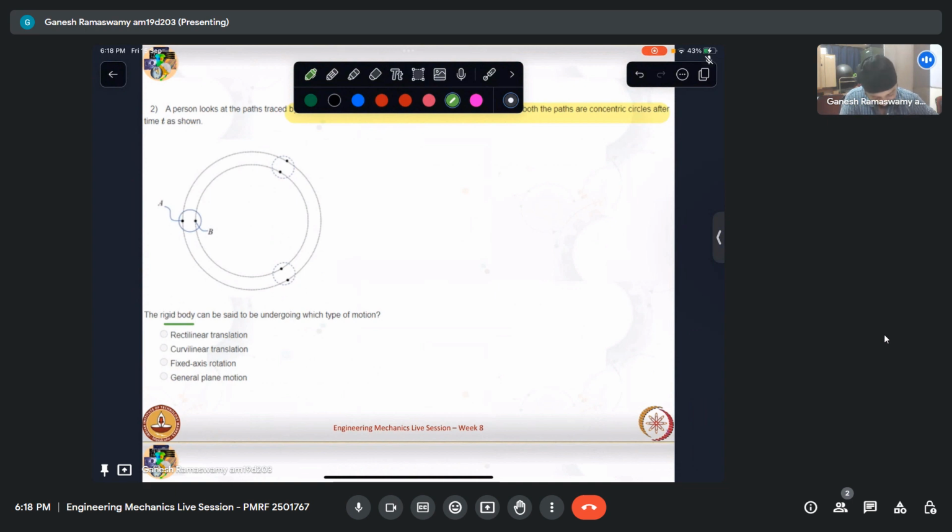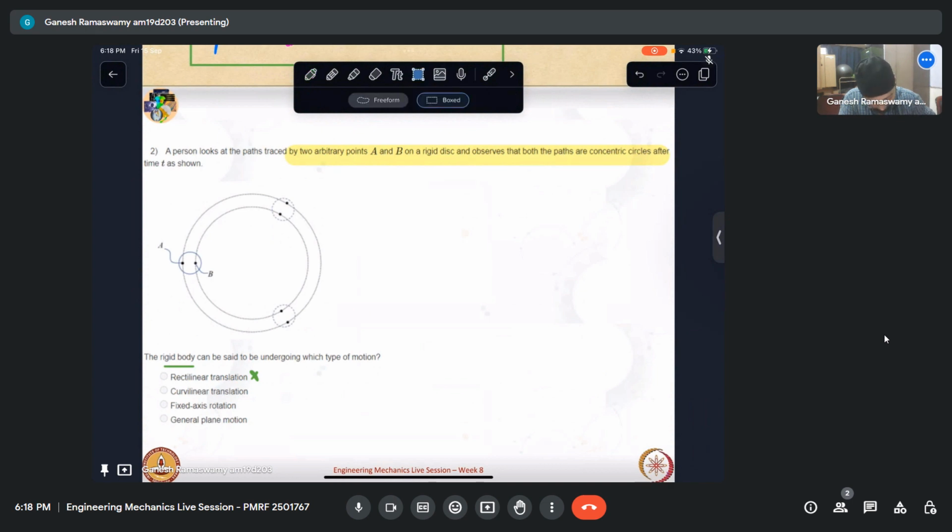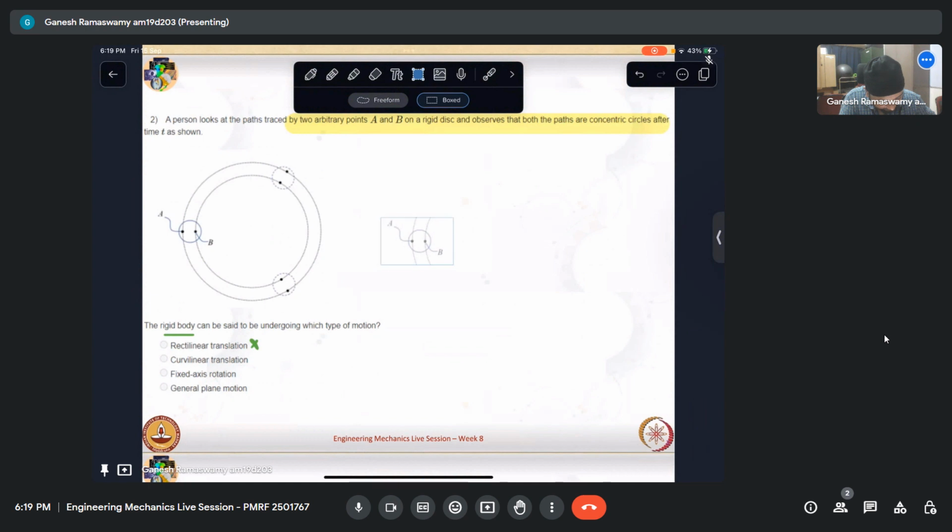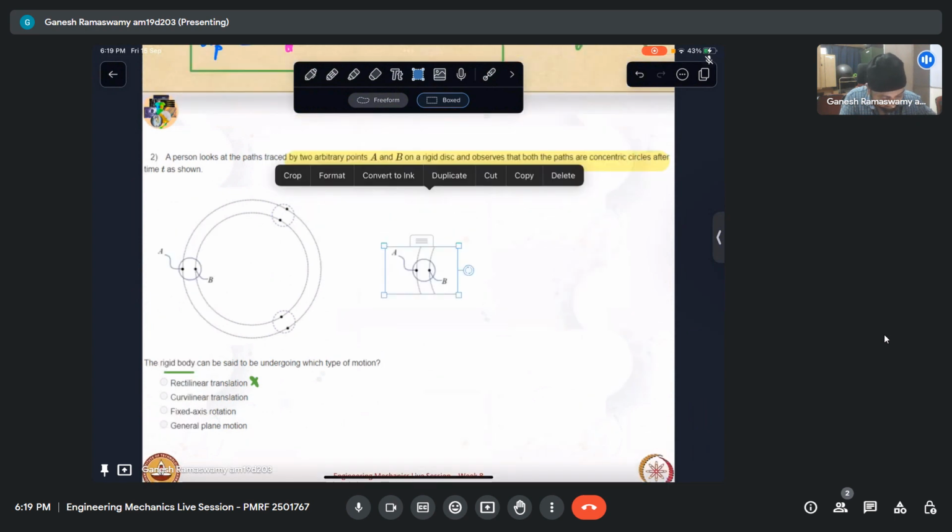Now we can clearly see that this has nothing to do with rectilinear motion. Now let us try to understand this. We have at time t equal to 0, this is the rigid body.